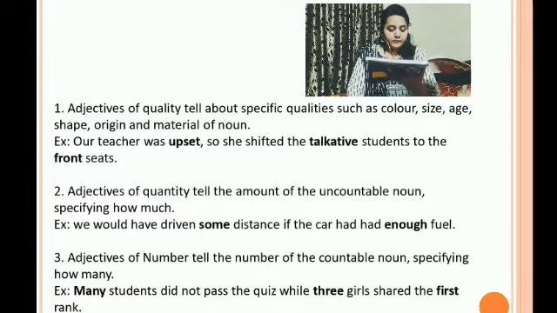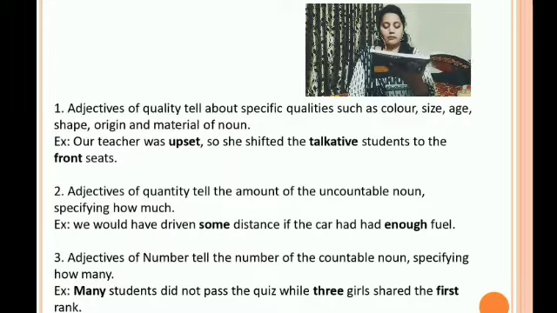Then let us see an example. Many students did not pass the quiz while 3 girls shared the first rank. Students, how many? They are many in number, so students is countable, and before that many is placed, so it is called an adjective of number. Then girls is the noun, then how many girls? 3 girls. Girls is the noun and it is countable. Then 3 is again an adjective. Then rank, what was the rank? First rank. So first is an ordinal adjective of number. Then 3 is a cardinal adjective of number. Then many means it is an indefinite adjective.